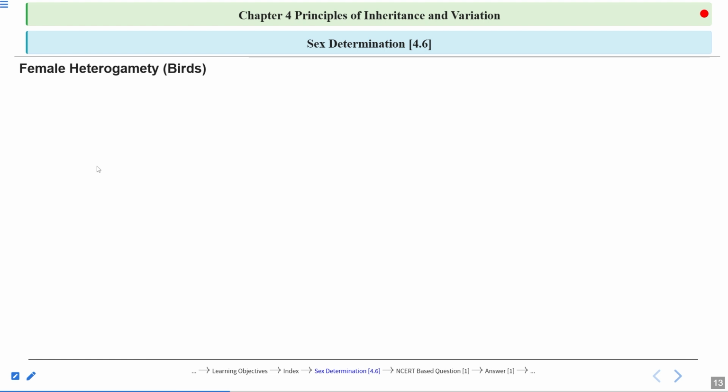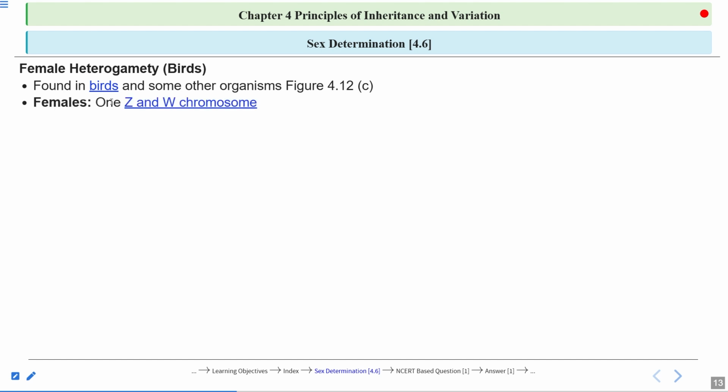Now let's talk about female heterogamety. The female heterogamety is seen in birds. So birds have a different kind of sex determination mechanism. Okay, so female heterogamety is found in birds. Here the females are producing two kinds of gametes. They are producing two kinds of eggs. So this is found in birds and some other organisms.